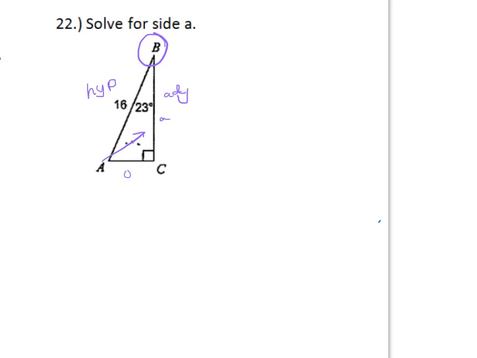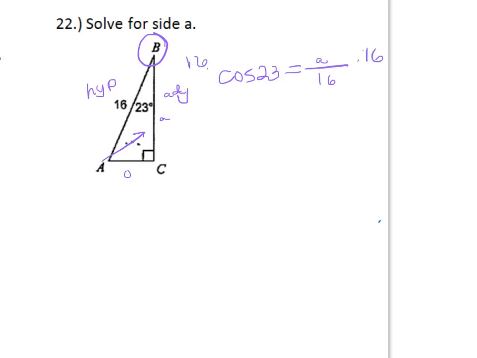Using SOHCAHTOA on this one, we have the hypotenuse, we want the adjacent. So cosine is A and H. Our formula would be cosine of our reference angle equals adjacent, which is A, over hypotenuse, which is 16. Well, this one's not as bad.